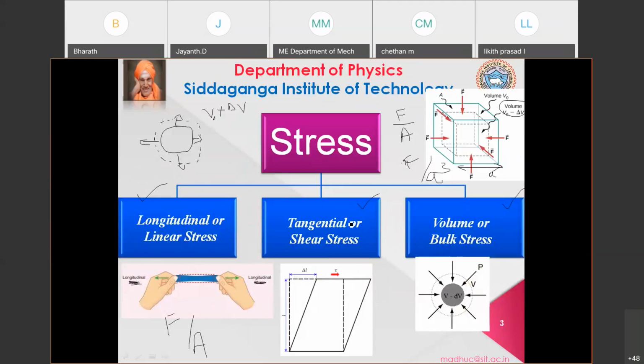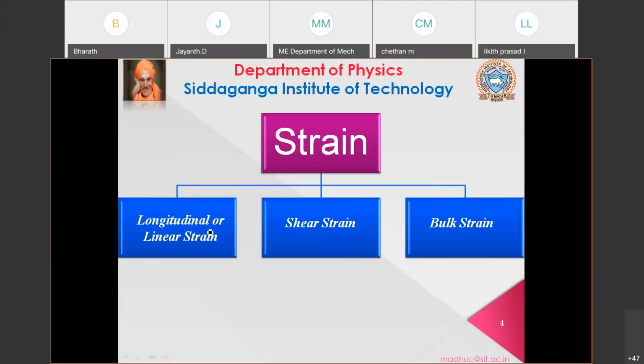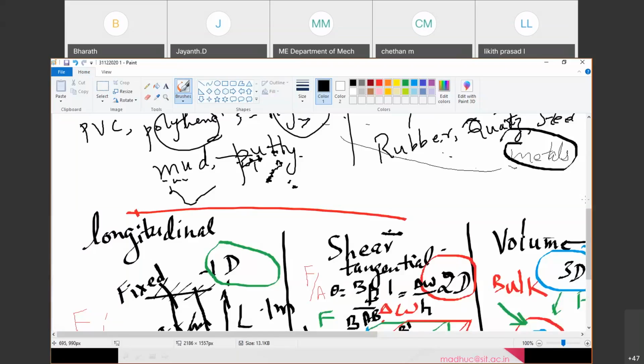Next, based on the kinds of forces applied, you can have different types of stress. The first one is longitudinal or linear stress. The next one is shear or tangential stress. The last one is bulk or volume stress. Correspondingly, you have three types of strain: longitudinal strain, shear strain and bulk strain. I think I didn't explain one thing.